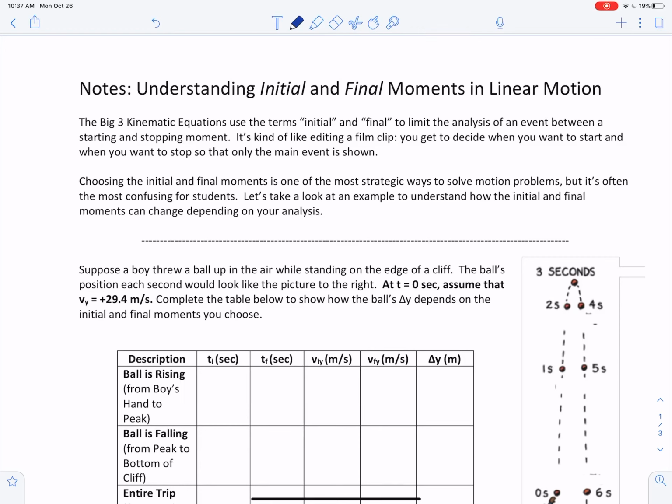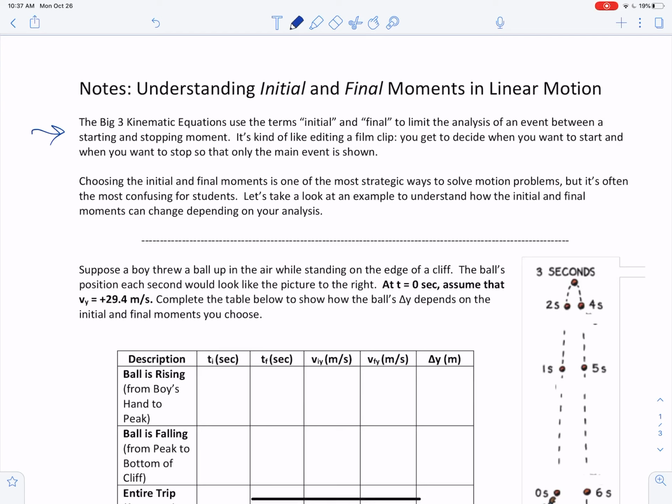Hey everybody, this is Mr. Woodward. In this video, I'm going to talk about how it's really important to identify and understand initial and final moments in linear motion problems. And so in this case, we're going to be looking at an object that's rising and falling under the influence of gravity alone. So let's just take a look at this description as I begin.